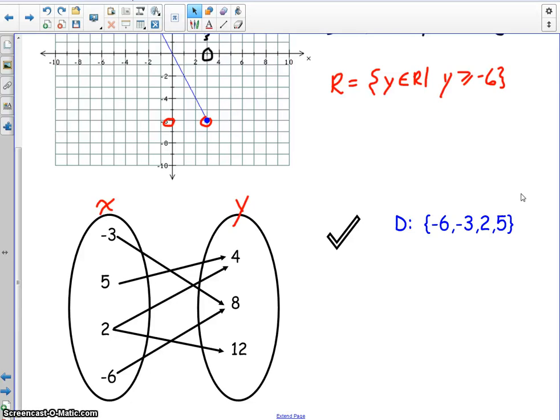For the range, same idea. The only y values we have are the ones listed here, 4, 8, and 12. So that would give us our range. Again, we're just listing all the possible x values and all the possible y values in a particular relation or function. This one here actually isn't a function, it's only a relation, but we can still find the domain and range.